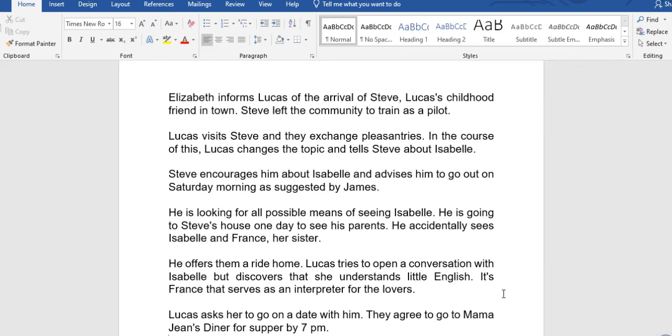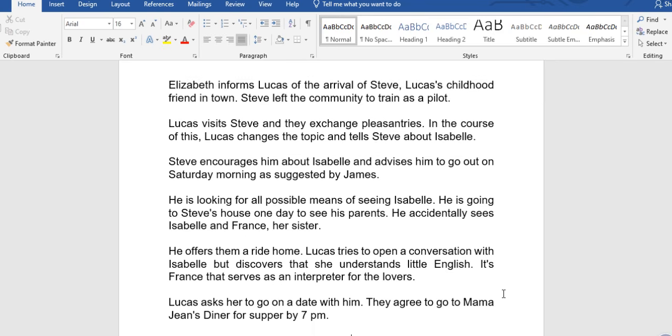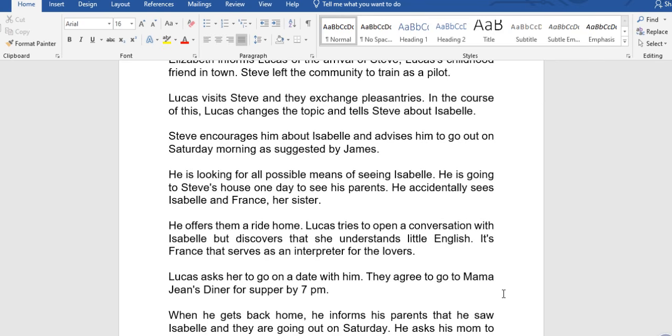Steve encourages him about Isabel and advises him to go out on Saturday morning as suggested by James. He's looking for all possible means of seeing Isabel. He's going to Steve's house one day to see his parents.